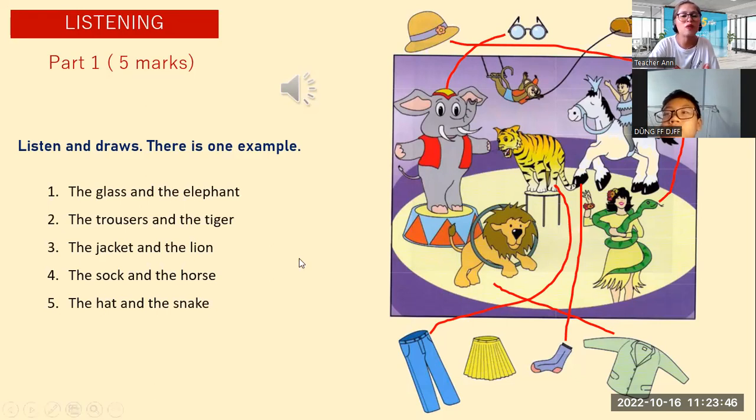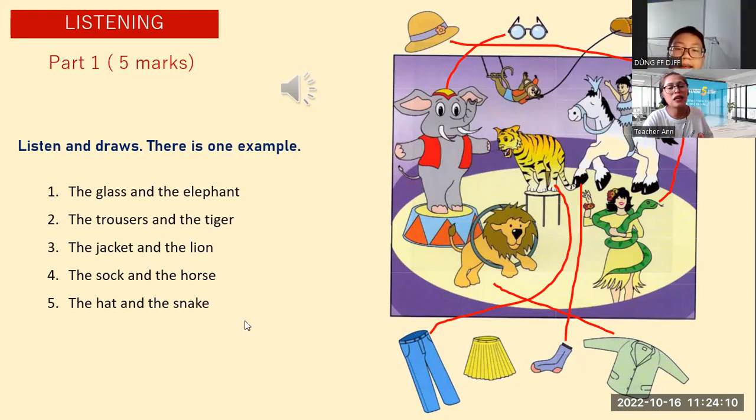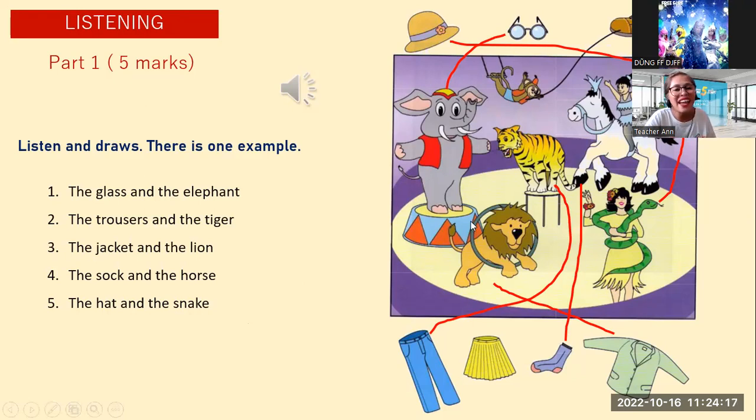Okay, so let us review, Dong. Look at Dong. The glass and the elephant. The trouser is on the tiger, Dong. The jacket is on the lion, Dong. The sock is on the, oh, the sock is on the where, Dong? The sock is on the horse. And the hat is on the snake. Look at Dong. Hat is on the snake.